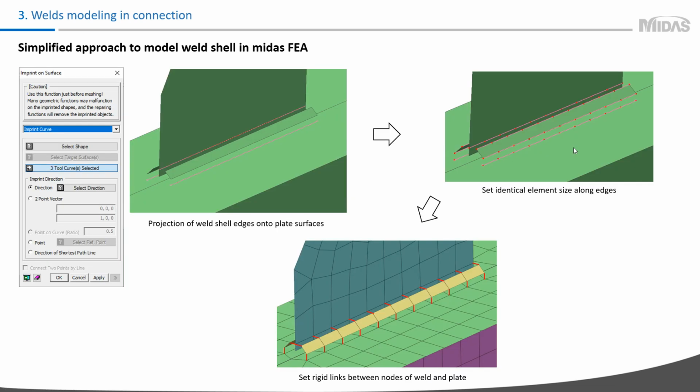But in Midas FEA also exists an alternative way to connect weld shells to plates with some simplification. At the beginning you create surfaces of connection components, then using imprint function you project weld shell edge onto the surfaces, and this allows you predefine identical finite element lengths along the lines and get nodes with rigid link at the same position in plates and welds.